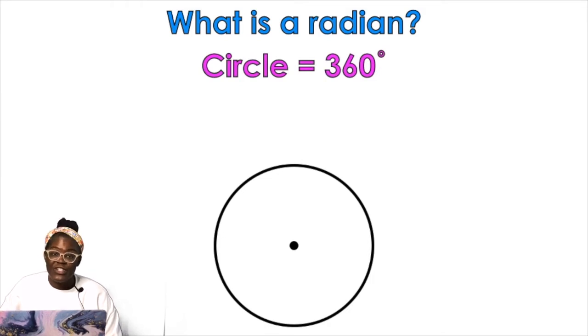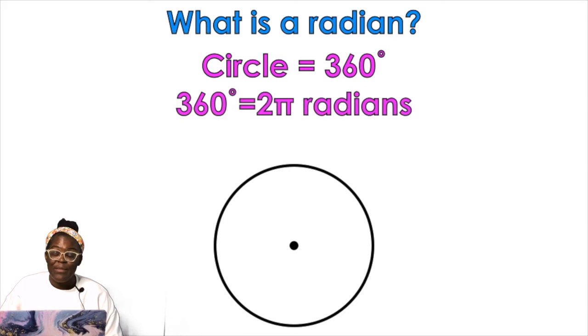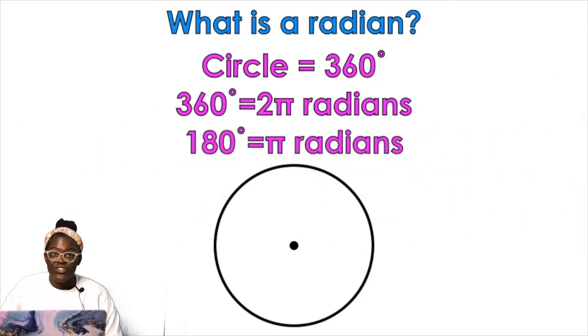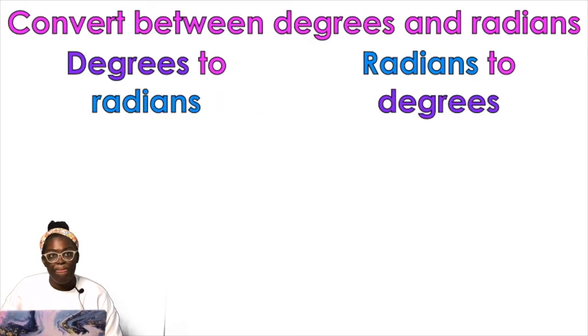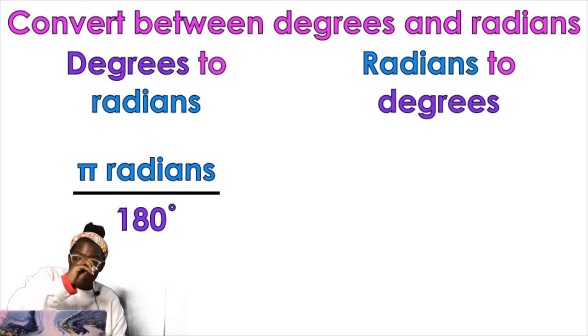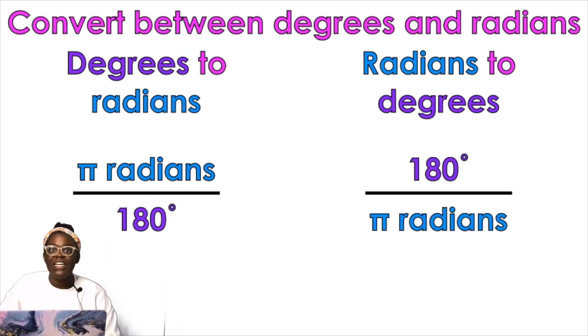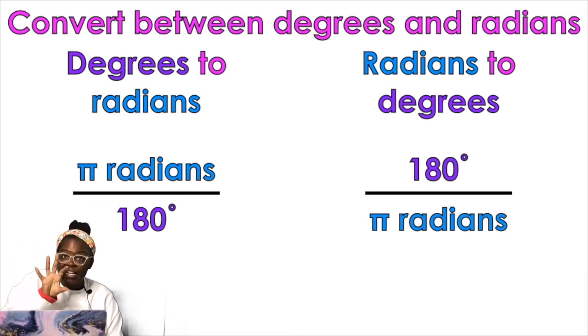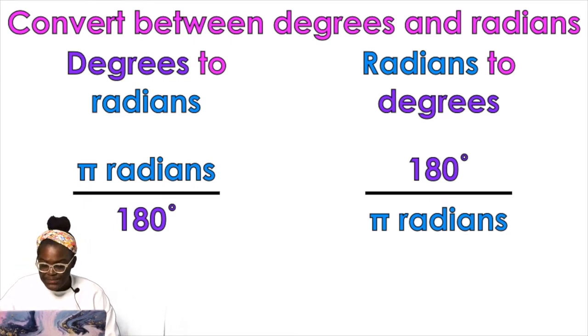If a circle equals 360 degrees, which most of us know, that means 360 degrees equals 2 pi radians. So if we chop that in half, 180 degrees equals pi radians. And that is the conversion that we need the most right now. When we're converting between degrees and radians, there's two proportions that we need to pay attention to. Pi radians over 180 degrees: that one I use when I'm starting with degrees and I want to end in radians. And the second proportion is 180 degrees over pi radians, and this is when I'm starting with radians and wanting to end in degrees. Okay? So take a little snapshot of that. Those are going to be important.